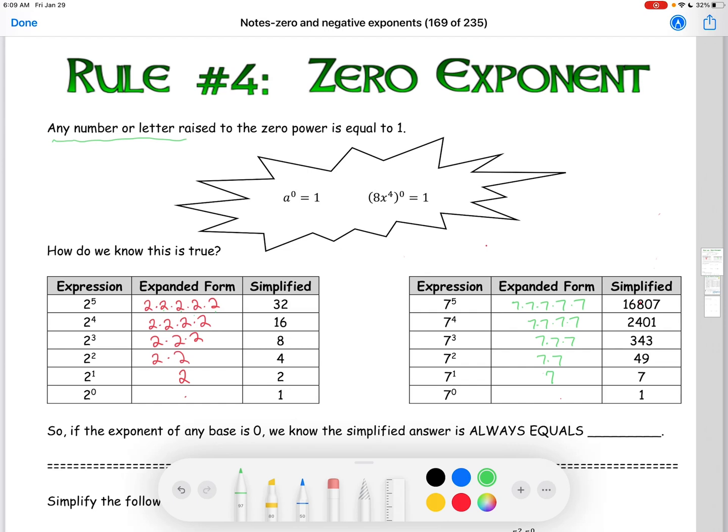All right. Same thing with 7 to the fifth, 7 to the fourth, 7 to the 3. If we keep moving down, what do we have left here when we get to 7 to the 0? It's just 1. So if the exponent of any base is 0, we know the simplified answer is always going to be 1.